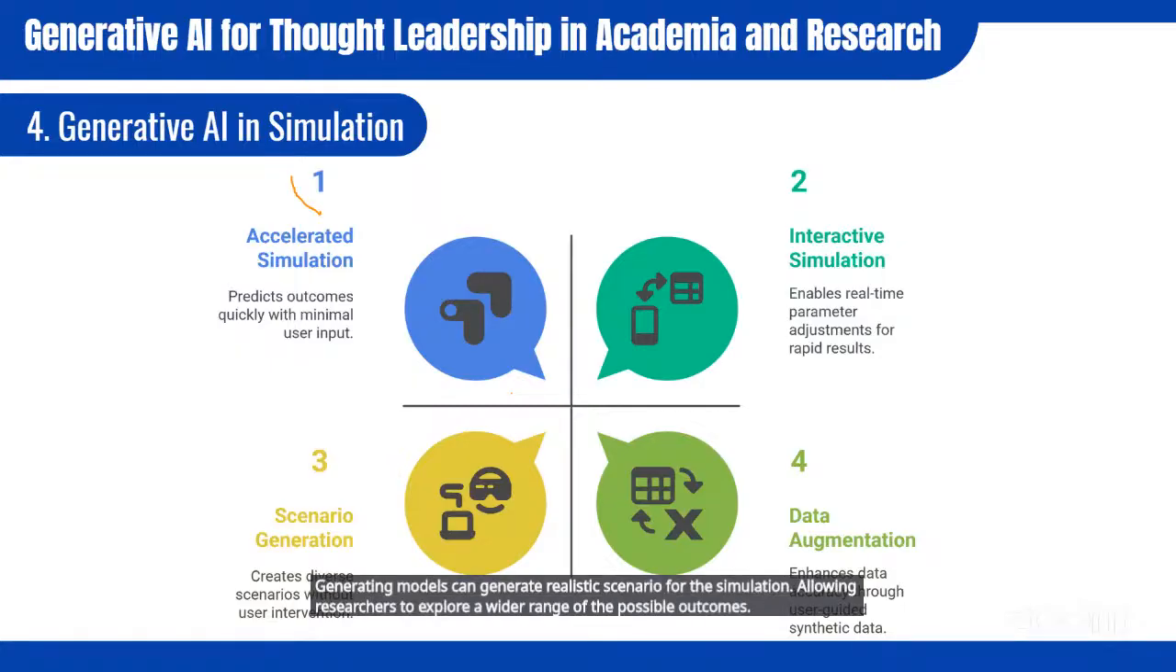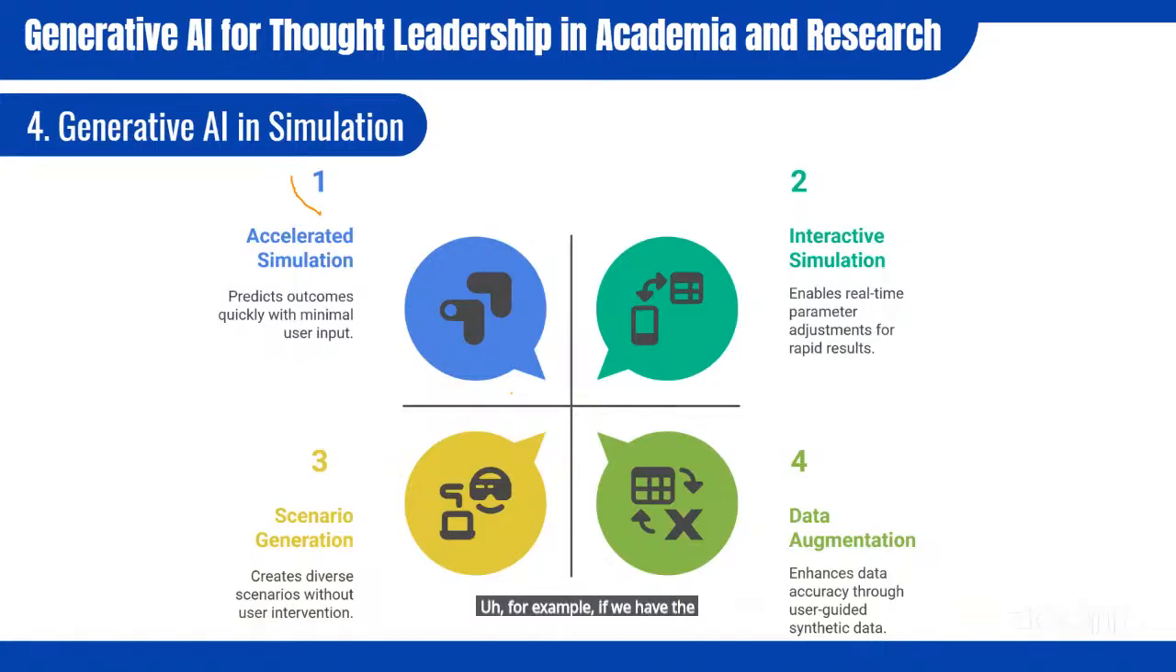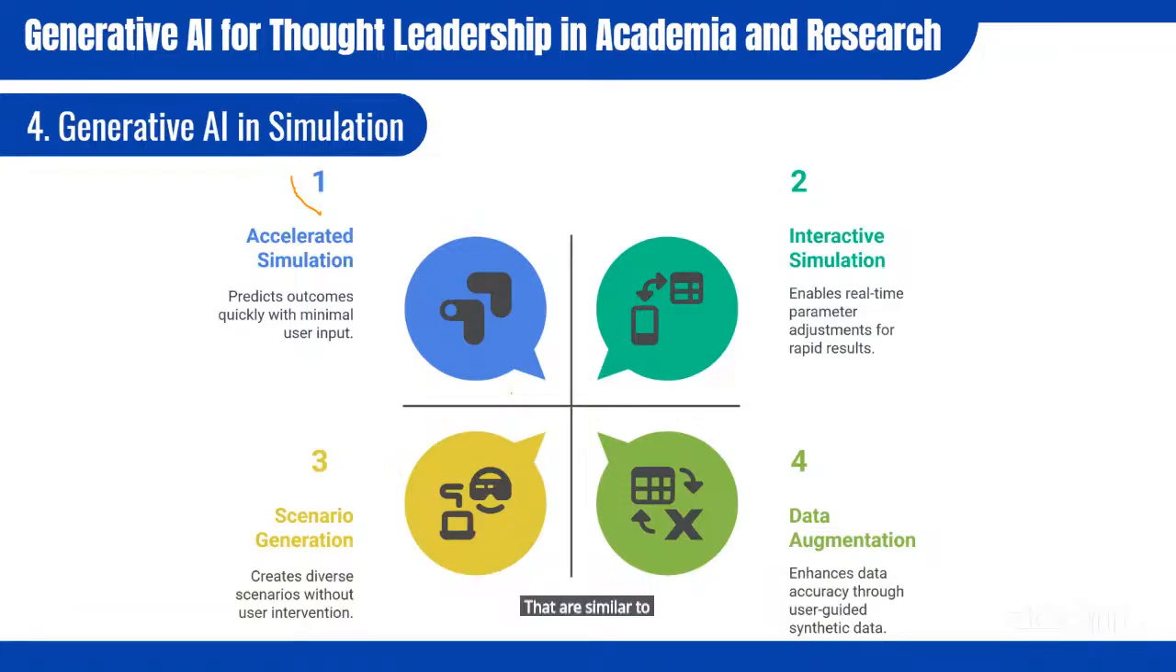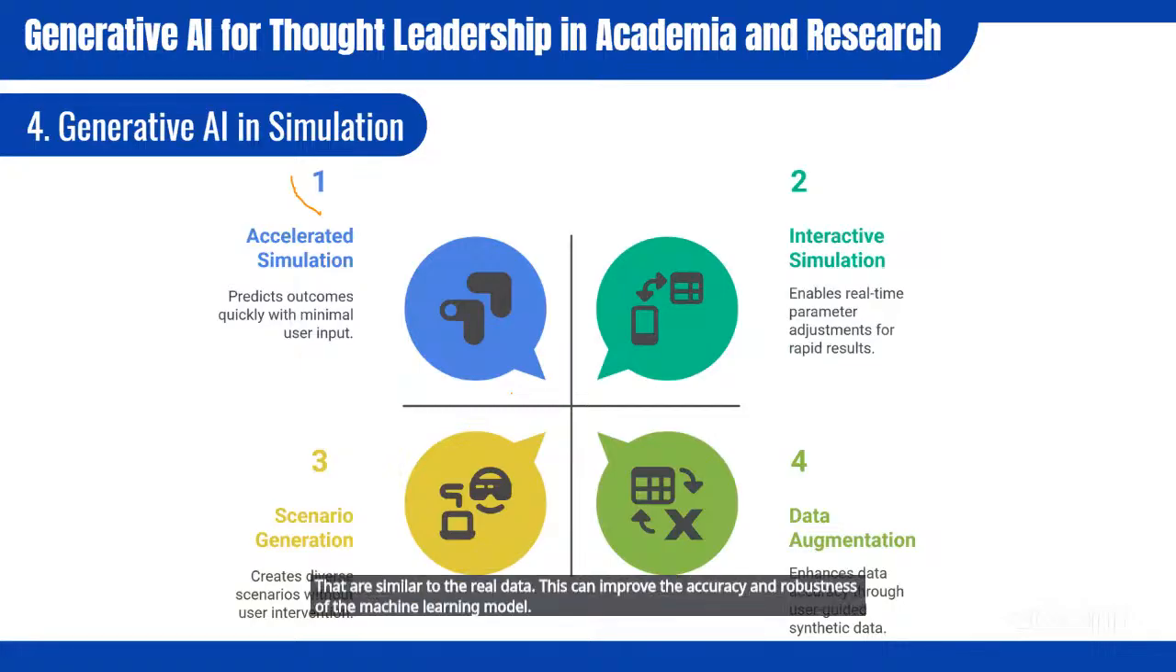For example, if we have any kind of environmental problem and we want to develop a model for prediction, or we have any insect disease and we want to develop a model, we can do so by using generative AI. Next, we have data augmentation. Generative AI can augment simulation data by generating synthetic data points that are similar to the real data. This can improve the accuracy and robustness of machine learning models trained on the simulation data.